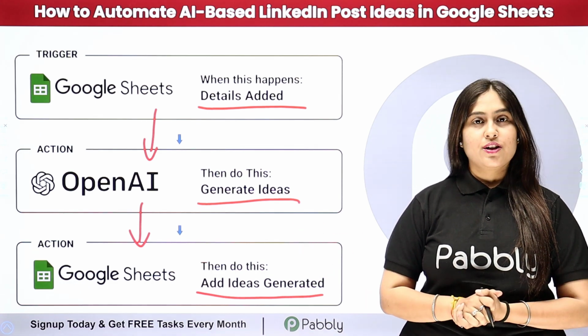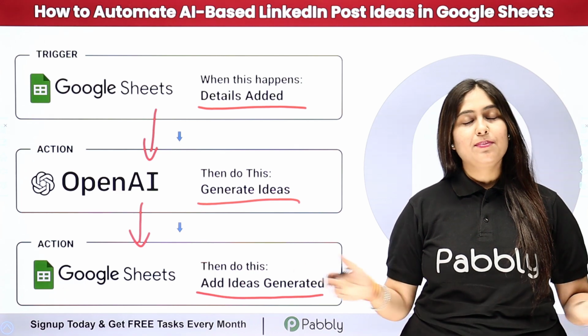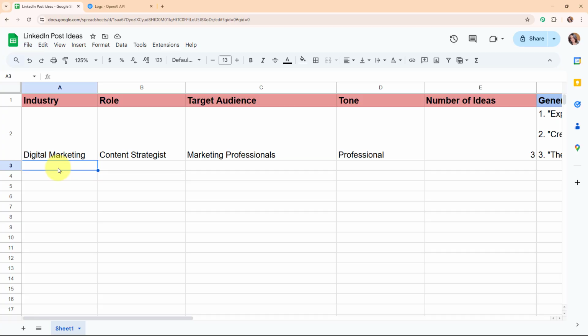So to see the working of this automation and to learn this process step by step, let me take you all to my screen. Welcome to my screen. In this video, I'll show you how to automatically generate LinkedIn post ideas using AI and add them directly into Google Sheets. It's a great way to save time, stay consistent, and keep your content ideas flowing.